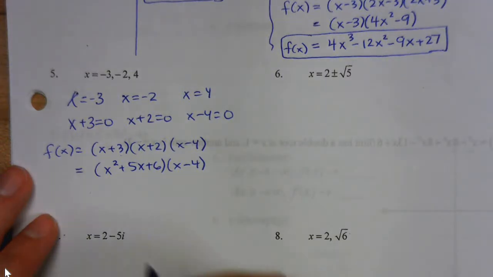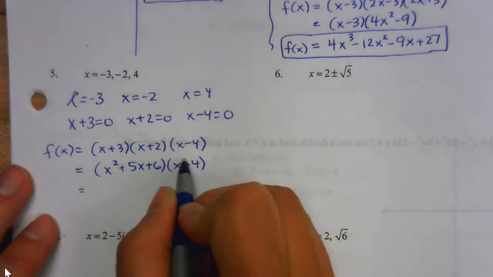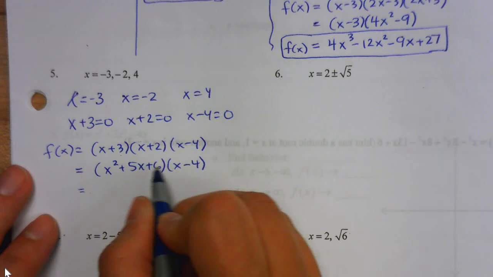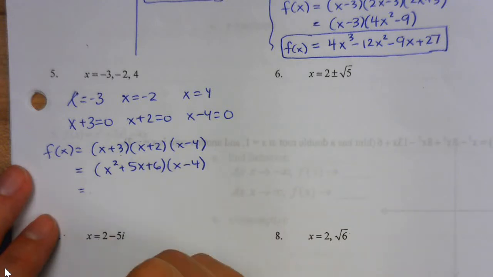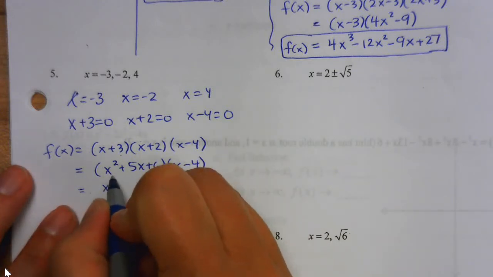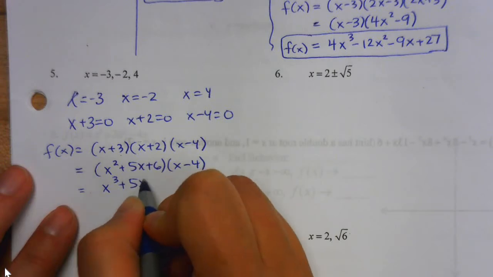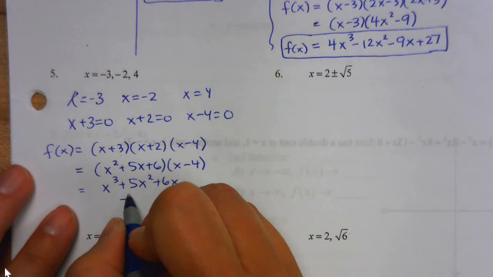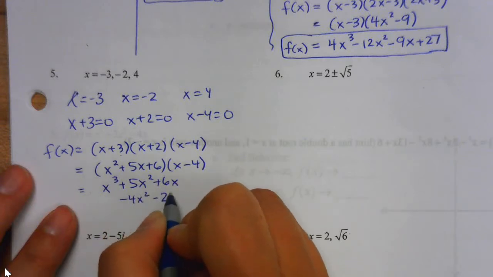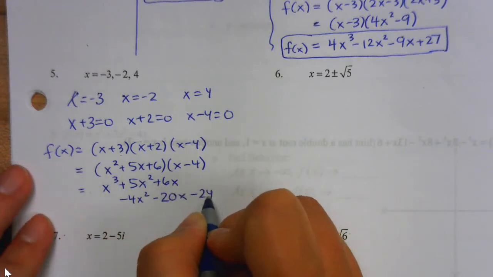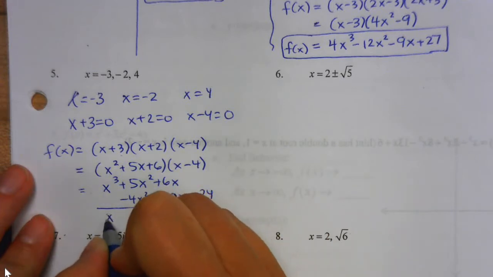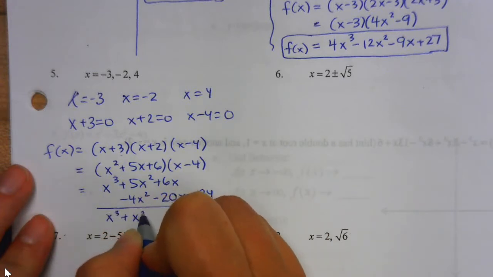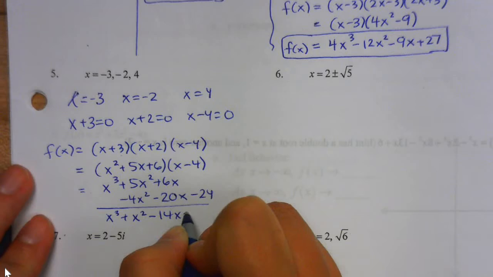And so when I multiply that out, I am going to start back here with the binomial and distribute the x to all 3 terms, and then I'll distribute the negative 4 to all 3 terms. So we have x cubed plus 5x squared plus 6x, and now I'm going to do the negative 4. So I have negative 4x squared minus 20x minus 24. So we get x cubed plus x squared minus 14x minus 24.